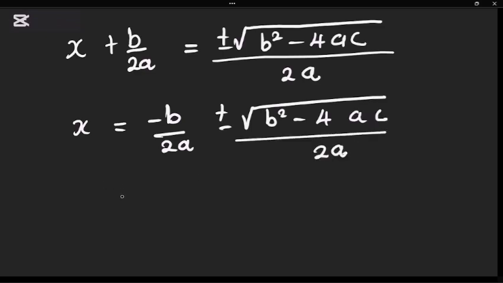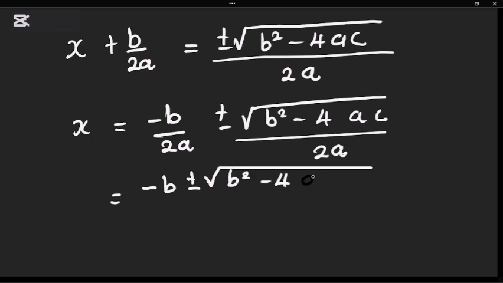From here, you can see that you have a common denominator. So we will combine these two fractions to be just over 2a, meaning we'll have negative b plus or minus the root of b squared minus 4ac all over 2a, which is the common denominator. So this is how you simply derive the quadratic equation using the parabola function.